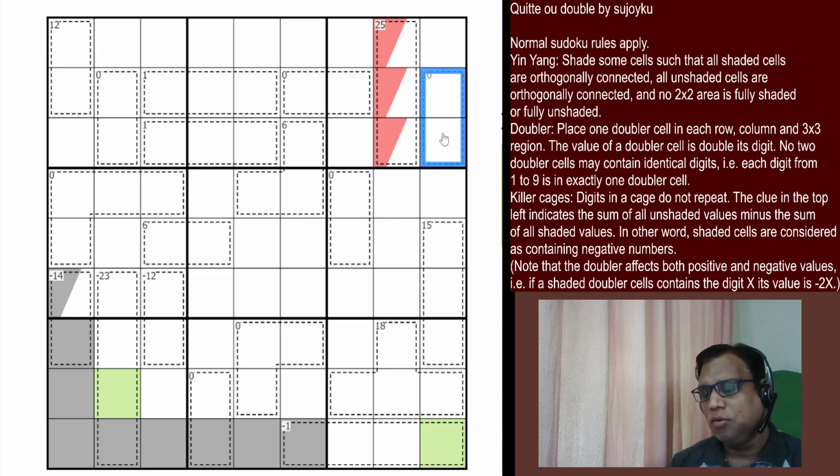So if 10 does not have any doubler, these both must be positive. Because if any of these is negative, imagine if this is shaded and this is unshaded, that means this is negative. So even if it is minimum 1, this must be 11, to make the sum 10. That's not possible. That means both of these must be positive, in the sense of unshaded, and that means we have only one strip of unshaded. All these should be unshaded, sorry.